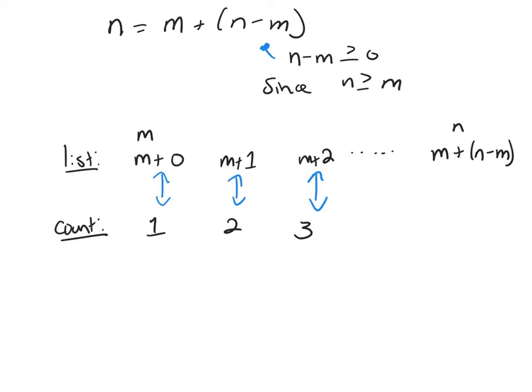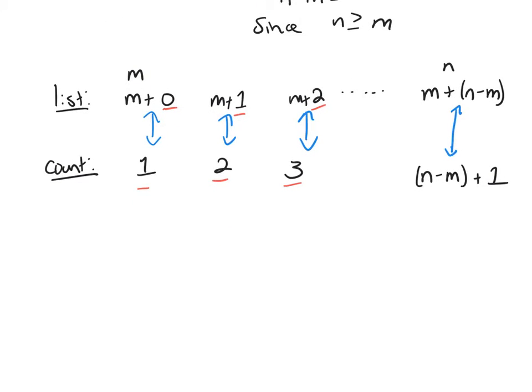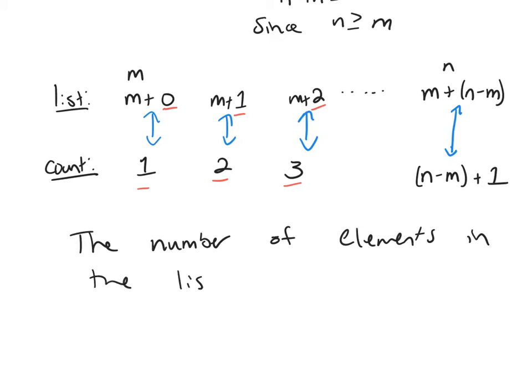And so hopefully you can see a pattern here. When it's plus 0, it's 1. When it's plus 1, it's 2. Plus 2, it's 3. So my hope is that you can now guess this number right here would be n minus m plus 1. And so we get this nice formula. Then the number of elements in the list is n minus m plus 1.